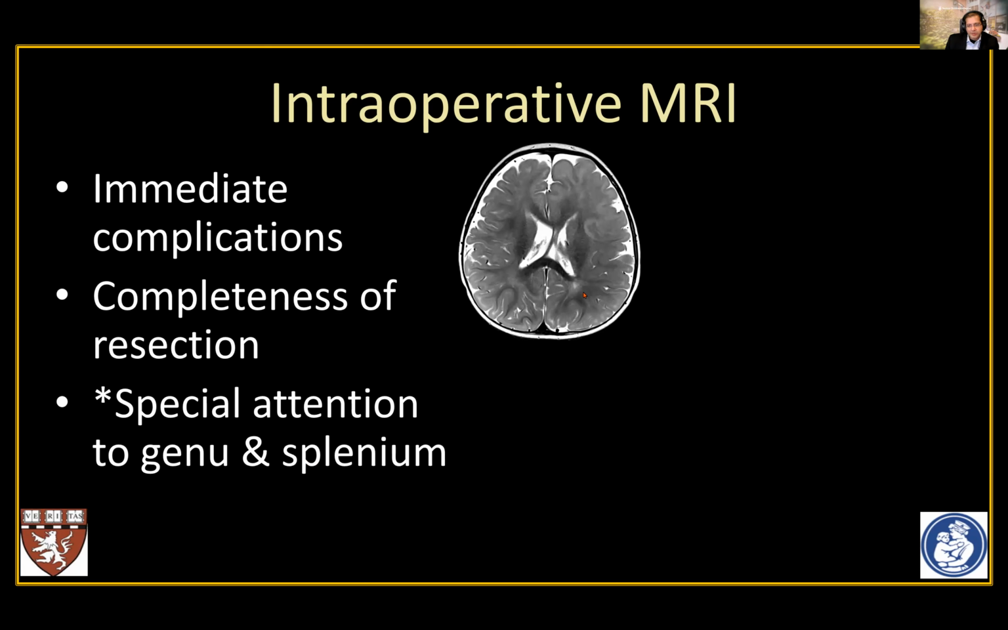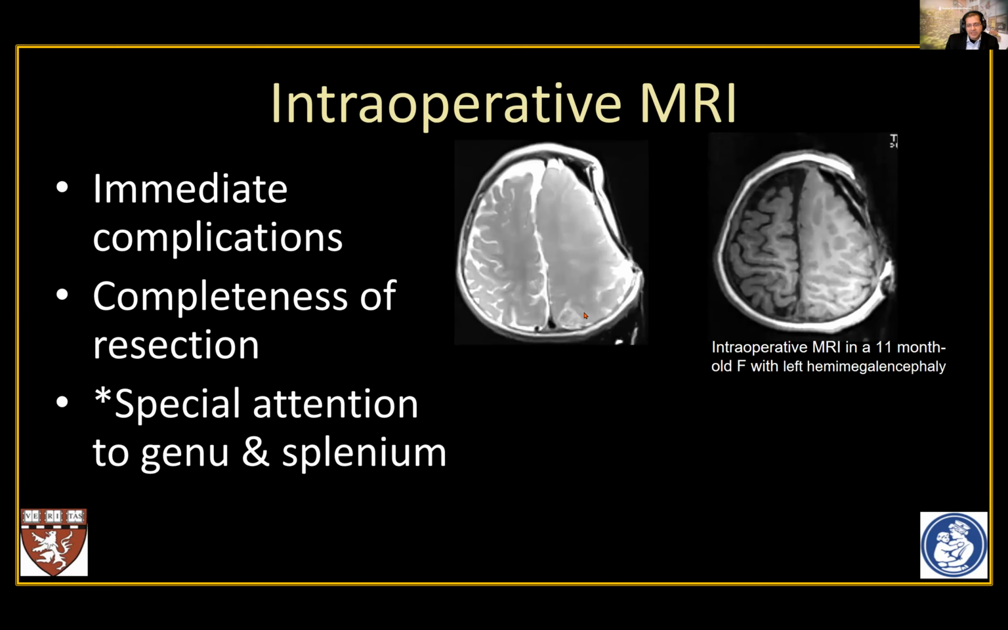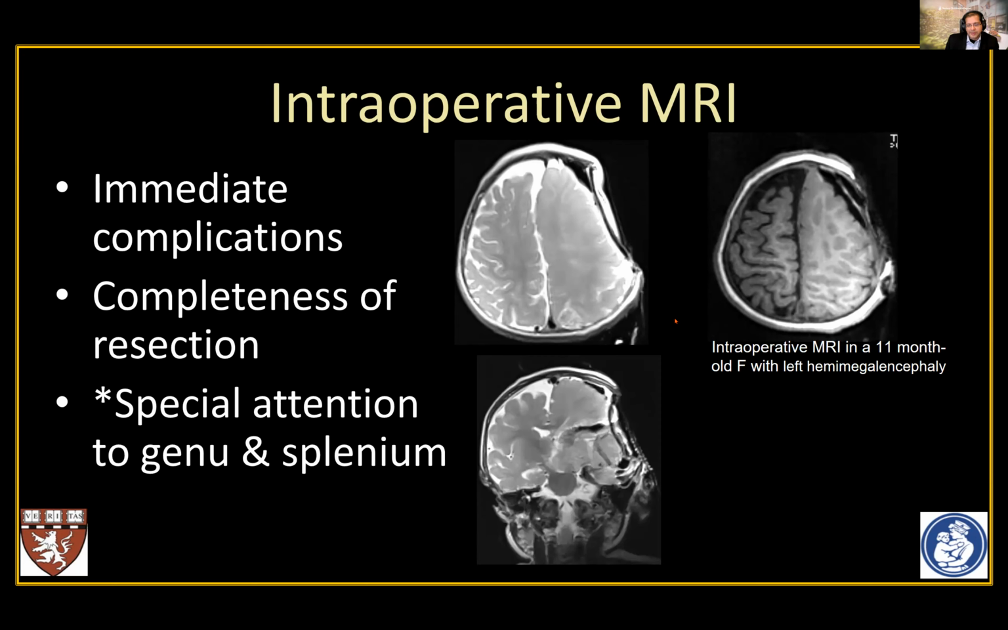Here's an example of a patient with hemimegalencephaly on the left side, and the patient developed a significant swelling soon after the opening for the hemispherectomy, and the surgeon had to abandon the procedure and come back another day. At this time, they did the procedure here, and you notice here that the genu is still connected. So this was pointed out to them in the intraop scan, and they went back in and resected this area.